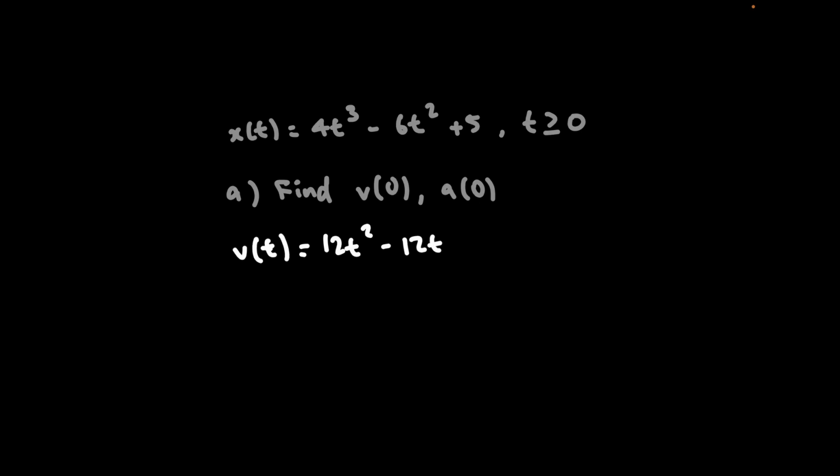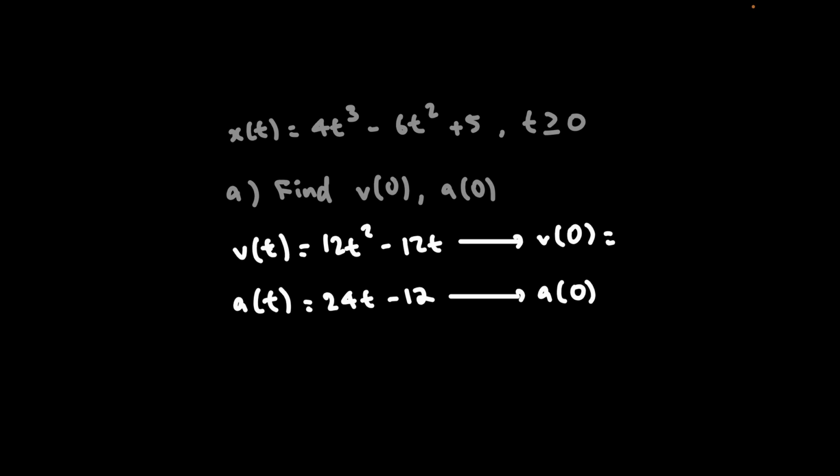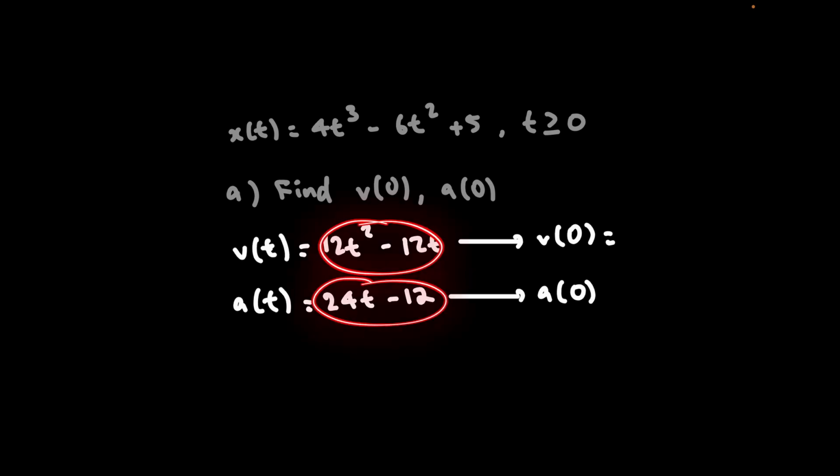And to work out our acceleration equation, a of t, we can simply differentiate the velocity, so dv on dt. And what we get when we do this is 24t minus 12. But the question specifically asks, what is the velocity when time equals 0, and what is the acceleration when time equals 0? So we can simply sub in 0 into this equation and this equation.